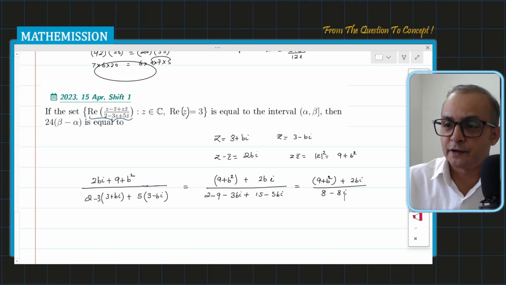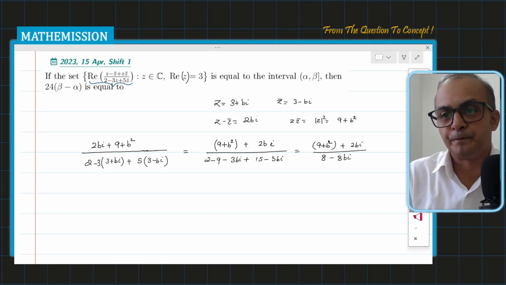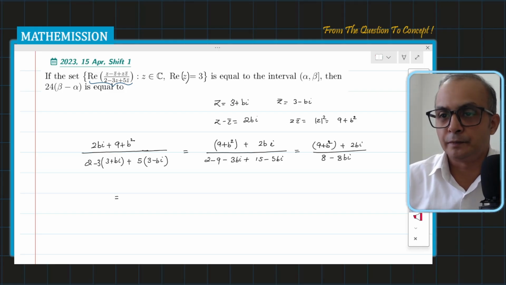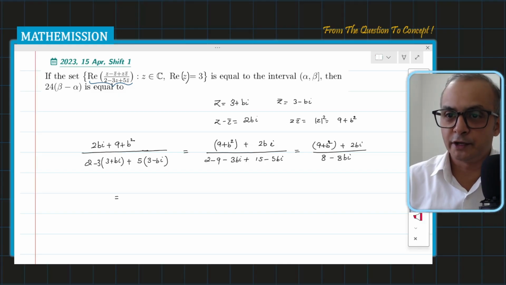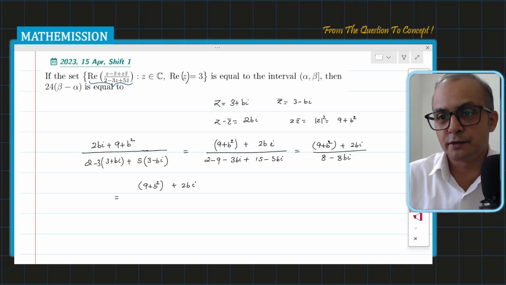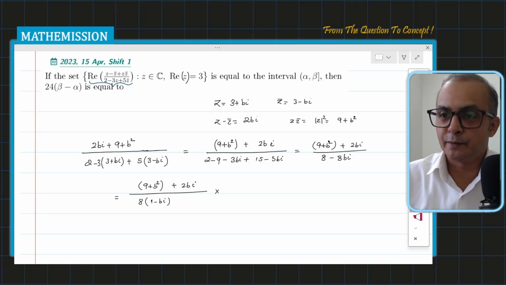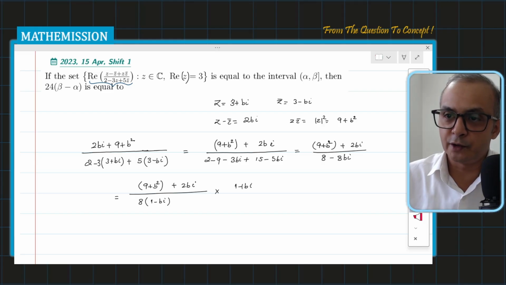So that's not so difficult to calculate. Here I left b, 8bi. Now I have to multiply and divide by the conjugate of it. So how am I multiplying it? It's 9 plus b square, 2b iota, divided by this 8 common. So I get 1 minus b iota. I multiply and divide by only 1 plus b iota, the same conjugate.